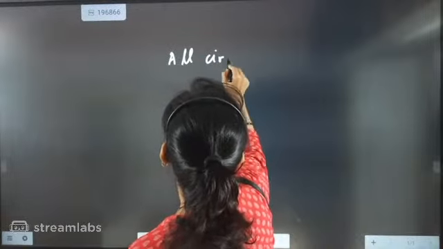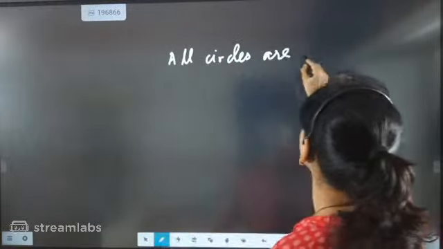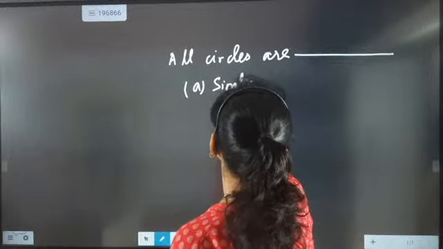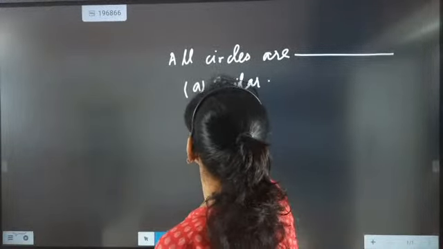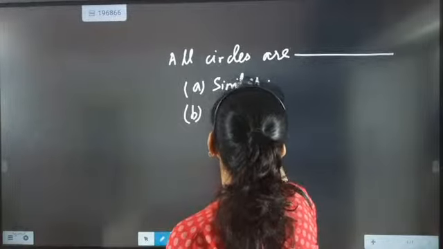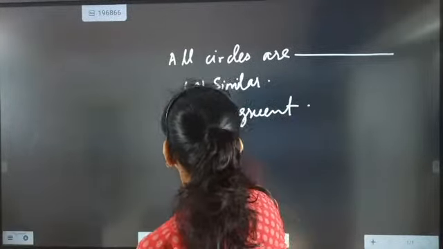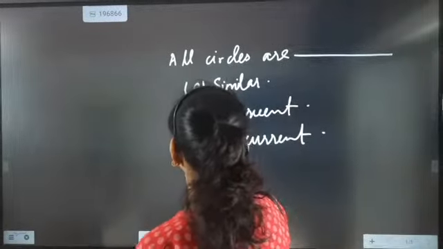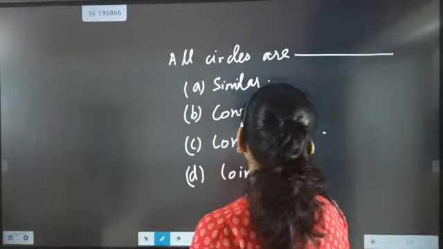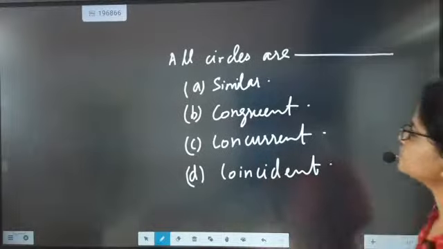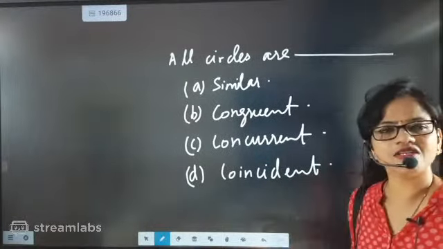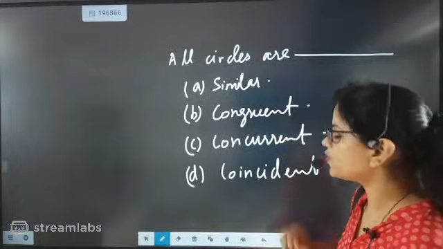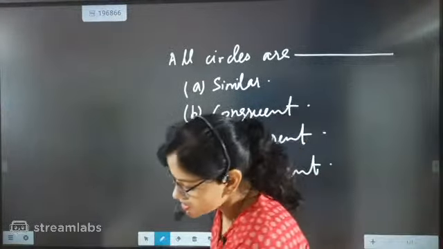All circles are dash. Options are similar, congruent, concurrent, coincident. So they will be giving you four options and asking you that all circles are similar, congruent, concurrent and coincident. Coincident means lying on the same point, beta.